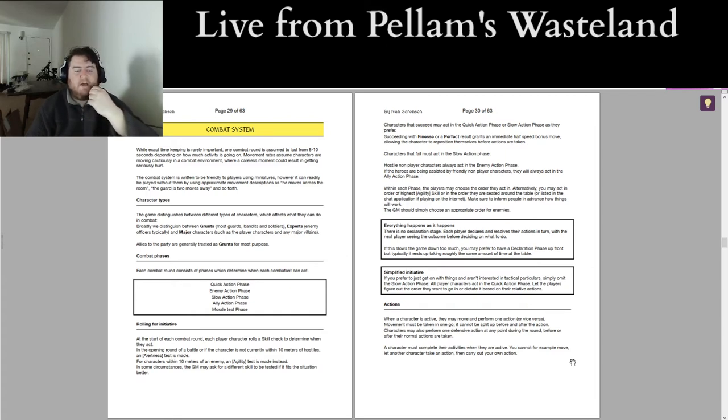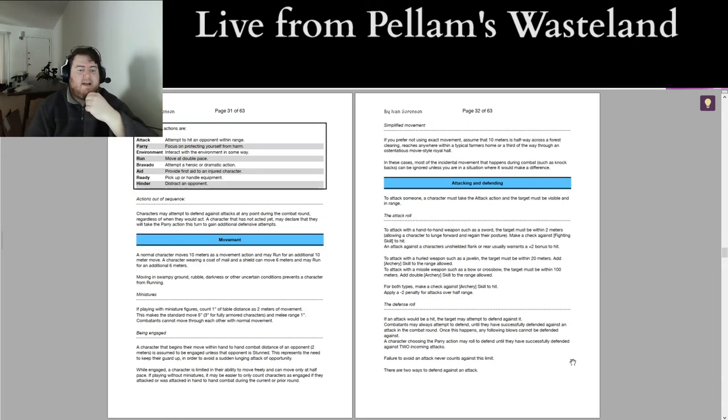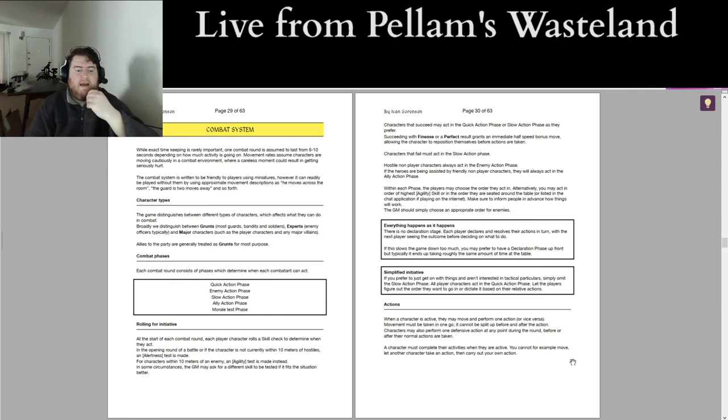And then there's a rule that simplifies initiative. Instead of rolling initiative every time, you can just have the characters go first, and that'll still work pretty well, because that'll make the characters feel more heroic, right? If they can always act before the enemy gets a chance to act. Anyway, actions: perform one action or vice versa, must complete their activities when they are active.